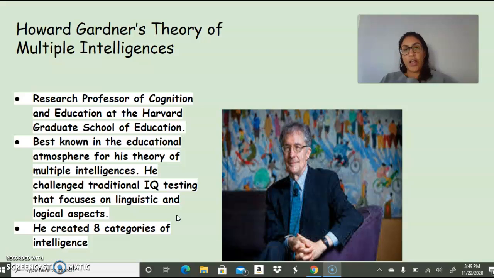Howard Gardner's theory encompasses 8 areas of intelligence. He challenged the traditional way of measuring intelligence, which is mostly through logical and linguistic areas, and is mostly done through IQ testing. However, he believes that intelligence varies and is not narrow to just those two specific areas. He also states that people learn in different ways, and he came up with 8 categories.